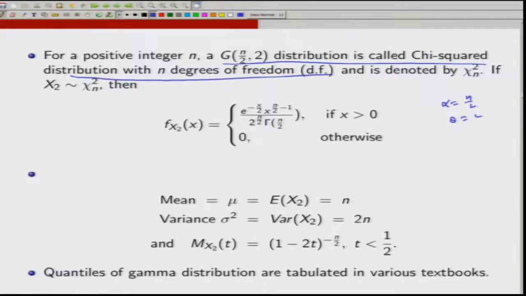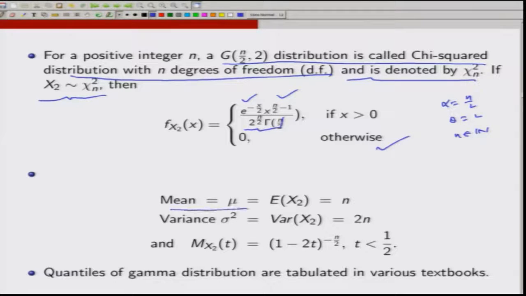Now, here n is a positive integer, and we denote a chi-square distribution with n degrees of freedom by chi-square n. So, clearly, if X has chi-square distribution with n degrees of freedom, its PDF would be 1 by 2 to the power n by 2 gamma n by 2, e to the power minus x by 2, x to the power n by 2 minus 1, if x greater than 0, 0 otherwise.